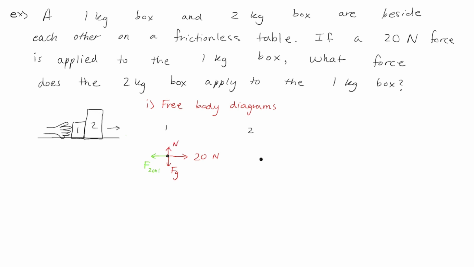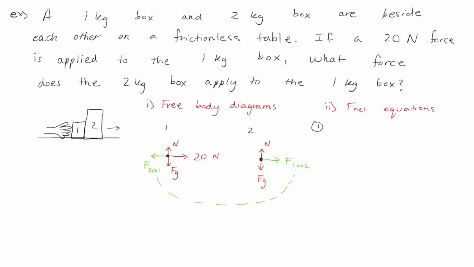Now let's look at the 2 kilogram box. Well, we know the 1 kilogram box is going to be pushing on the 2 kilogram box. We have to draw the force of 1 on 2. The other forces would just be the force of gravity and the normal force. And now it's really important that you recognize that the force of 1 on 2 is equal to the force of 2 on 1. They have equal magnitude, but opposite directions.